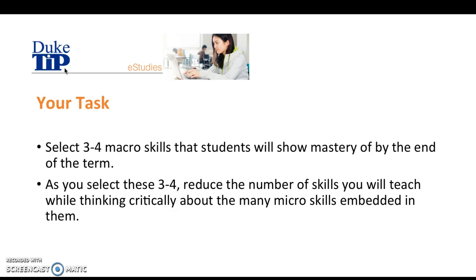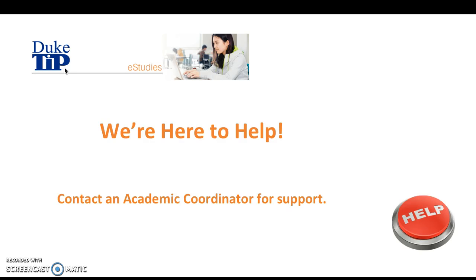So this is your task going forward. Select 3 to 4 macro skills that you believe students in your eStudies course will show mastery of by the end of the 7-week term. And as you select these 3 to 4, try to reduce the number of skills you'll teach while thinking critically about the many micro skills that are embedded in them. And of course, we're here to help. You've got an academic coordinator, you've got main office staff that you can reach out to, and we'd be glad to help. Thanks.